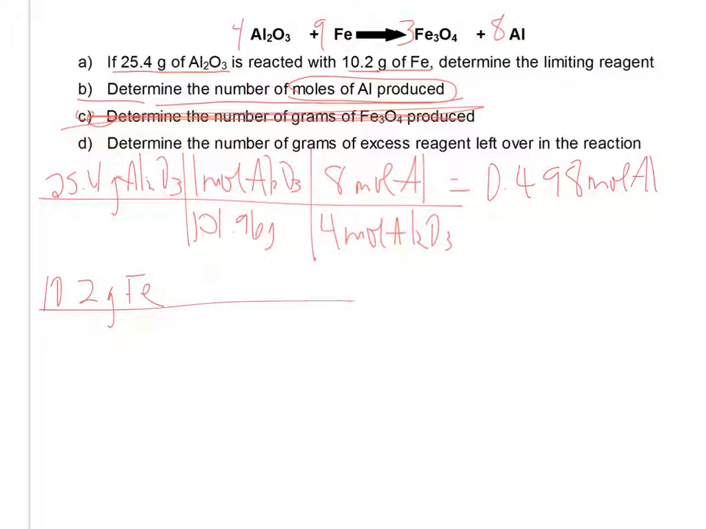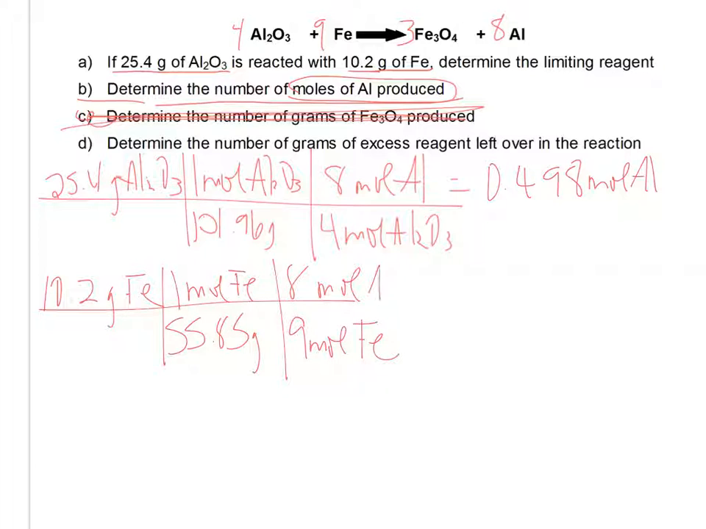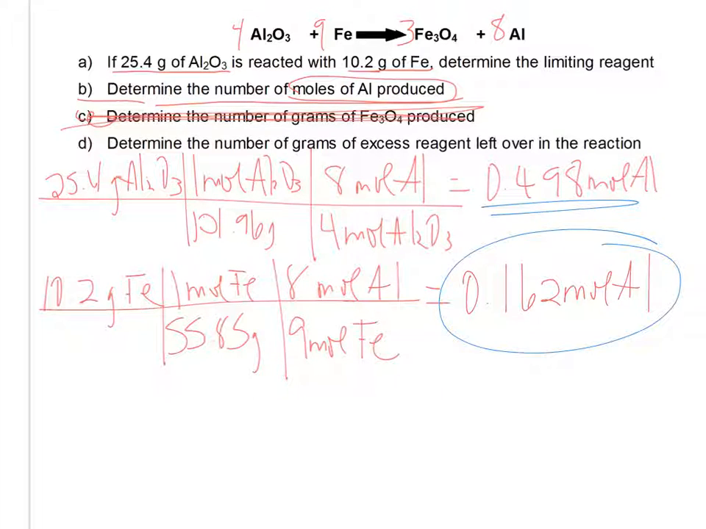Now I'm going to see how much I can make with my 10.2 grams of iron. So again, molar mass, 1 mole of iron is 55.85 grams. And for every 9 moles of iron, I make 8 moles of aluminum. Okay, that gives me 0.162 moles of aluminum. All right, so comparing these two now, I can't make that much. I can only make this because my iron is preventing me from making any more. So iron is my limiting reactant. So that's the answer to part A.